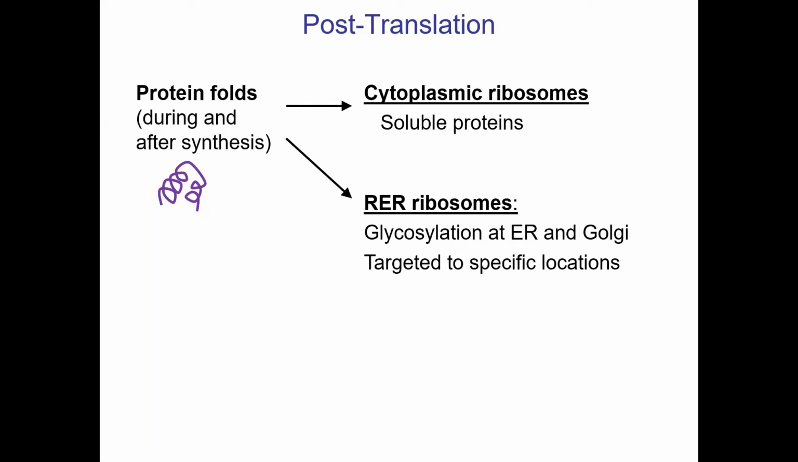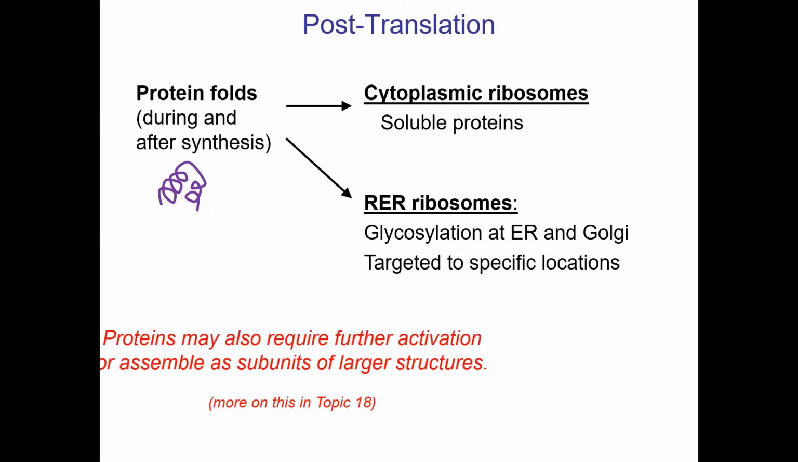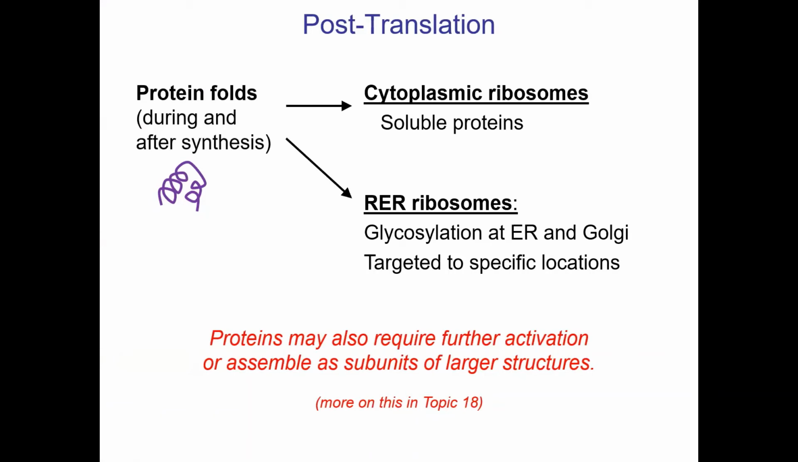So we talked a little bit about glycosylation. That's where we're adding carbohydrate. And we talked a little bit about how some proteins are sent off to certain parts of the cell. Like I said, we're going to talk about that in topic 18 in a little bit more detail in terms of how that is done. So more on that next week.